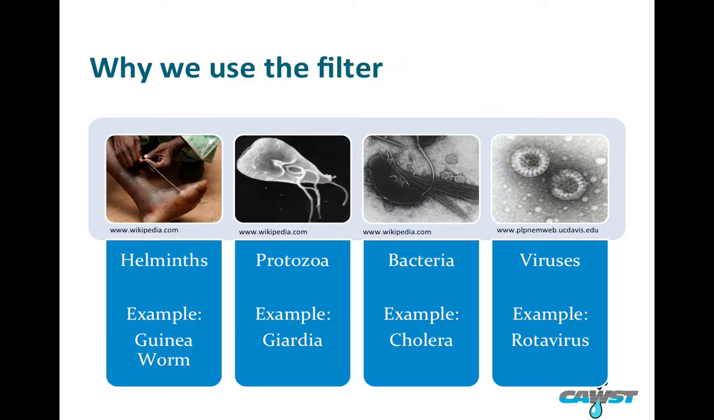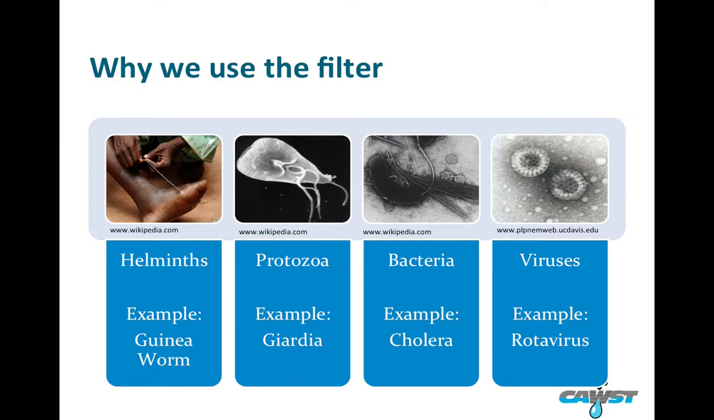So biosand filters are used to remove pathogens which are making people ill. The primary goal is improved water quality for improved health, especially for young children. There are 4 main classes of pathogens. They're all different sizes. Now, the processes involved in removing these pathogens are different. The largest of the pathogens that we're concerned with are the helminths, or worms.